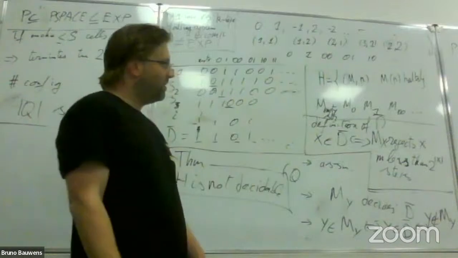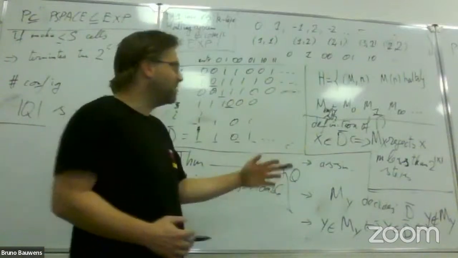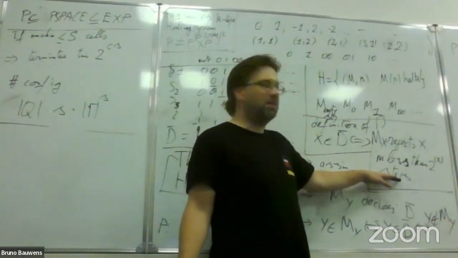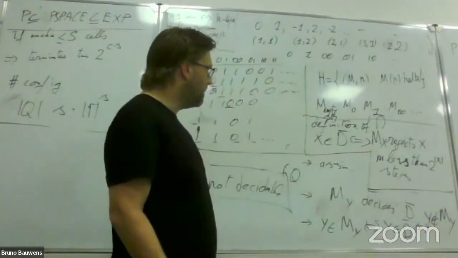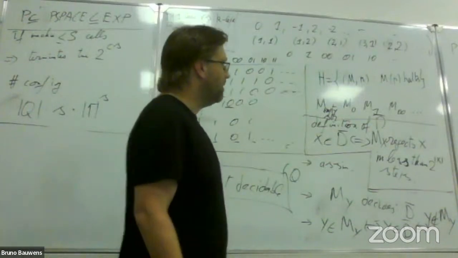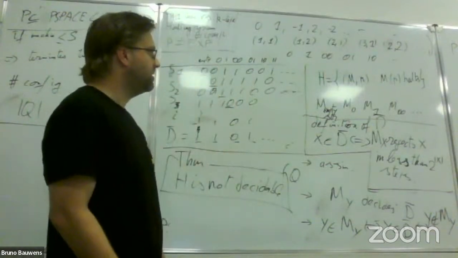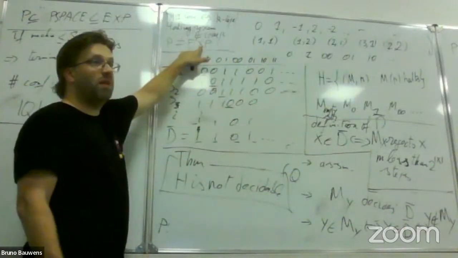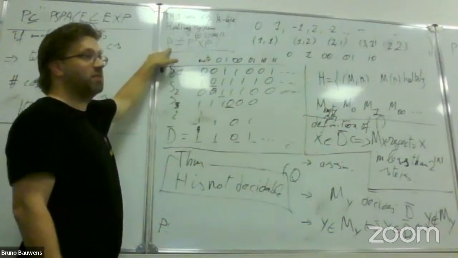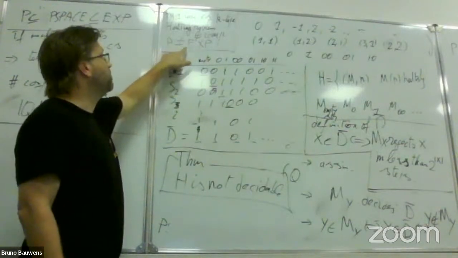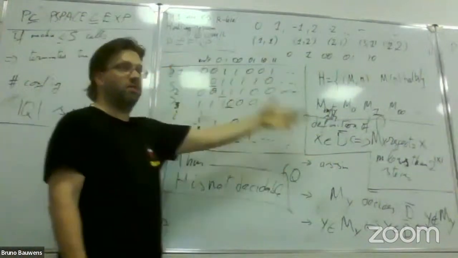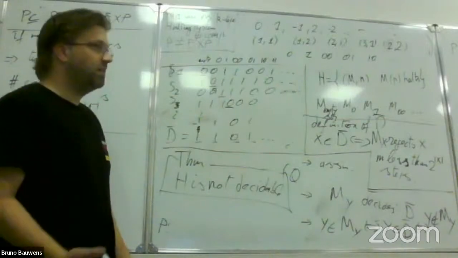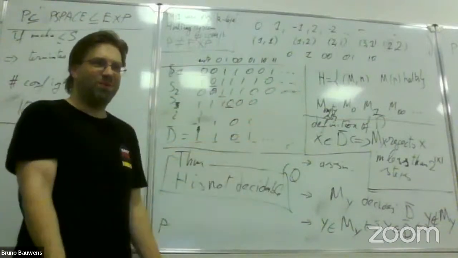Okay, now let's go back to the proof, and we will see that almost nothing changes from the previous proof of undecidability of the halting problem. We now need to understand two things about d bar. We need to know that it is in EXP, and we need to prove that it's not in P. And then we have proven P not equal to EXP, because of d bar.